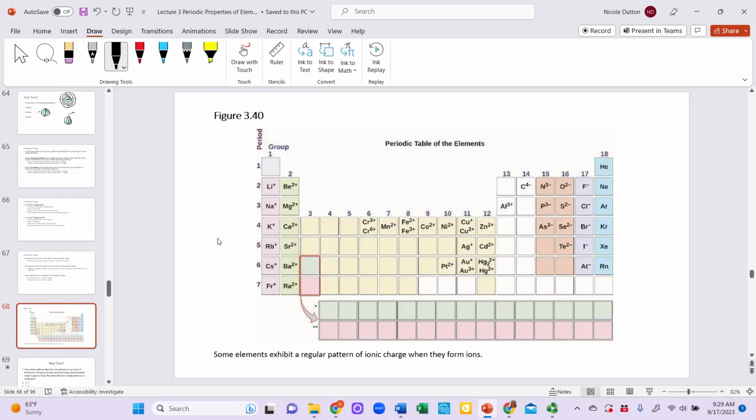So again, you can draw out the electrons in the clouds, or there's an easier way of just using this table as a reference. And knowing the position of where it's located in the periodic table will help you deduce the charge that it's going to form in its ionic state.